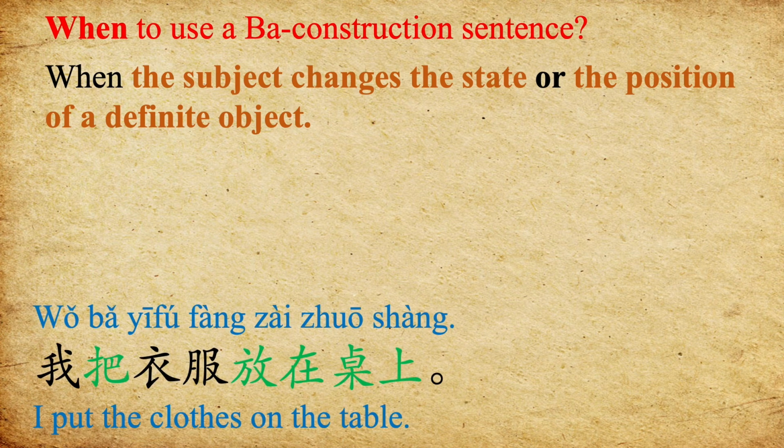The second one is 我把衣服放在桌上。I put the clothes on the table. So the subject changes the position of the object. The object 衣服 was not on the table, but you put it on the table. The position was changed. So these are two occasions that we need to use 把 construction.